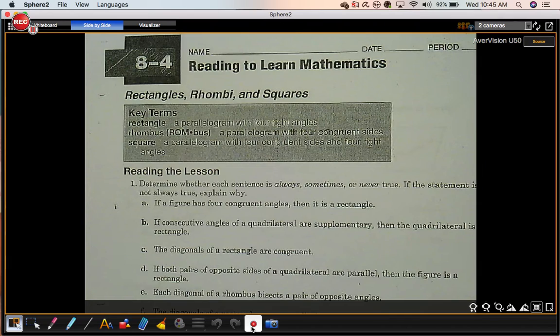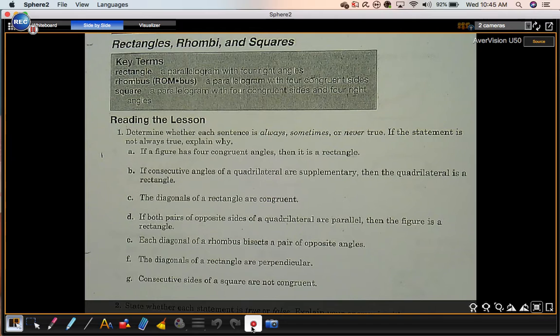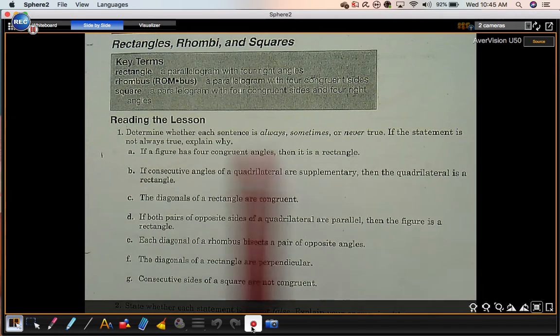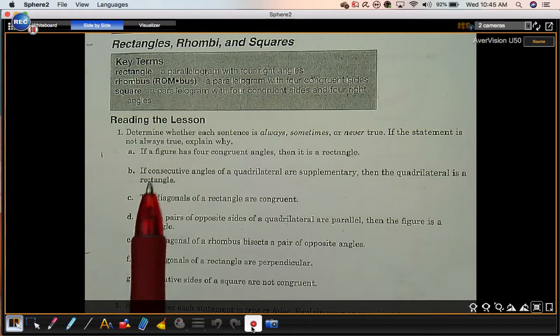Learn math for section 8.4, we're going to read the lesson. Always, sometimes, never, again. If the statement is not always true, explain why. I'll do my explanations verbally. You can write those explanations.